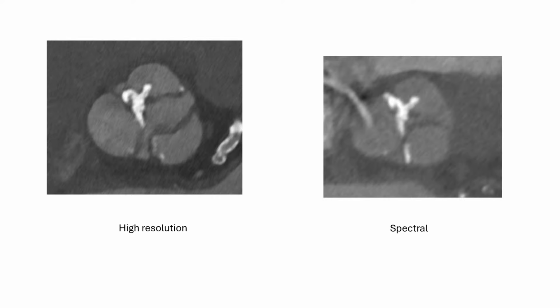Unfortunately, this was a screen capture, but if you look at the aortic valve in the high resolution mode, compared to the other, this is 0.2 resolution, this is 0.4 resolution. You can see how you can see much better the different components of the aortic valve: the fibrotic part, the calcium part, and the border.